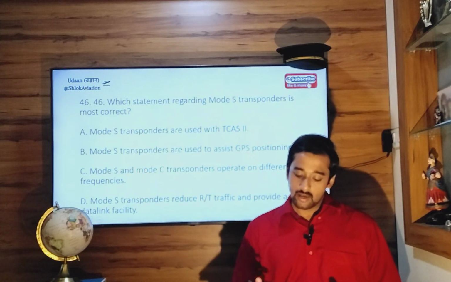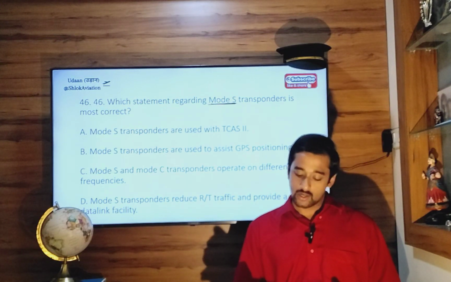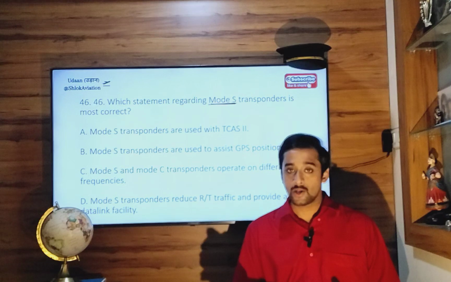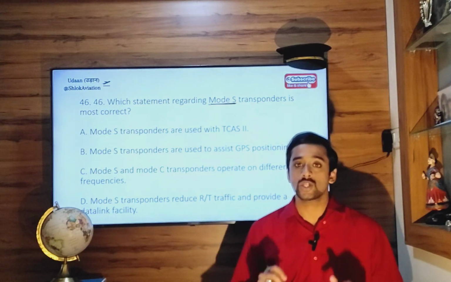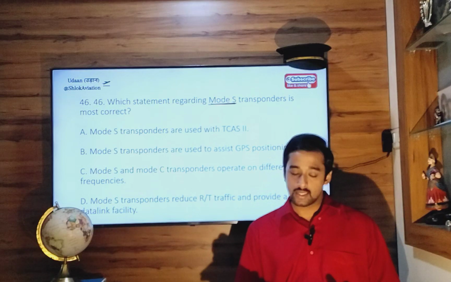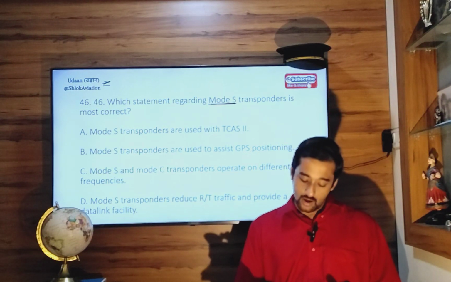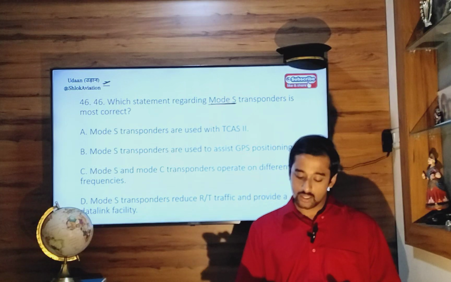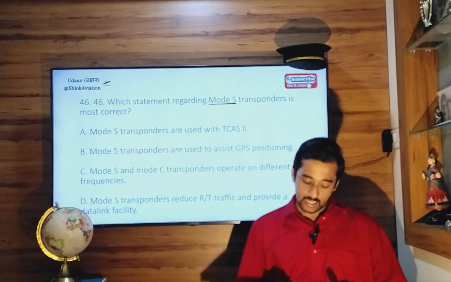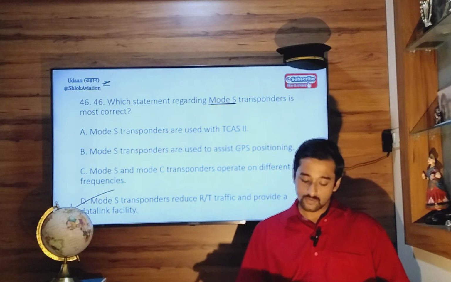Which statement regarding mode S transponders is most correct? Mode S transponders are used with TCAS2, yes, in order to have coordinated resolution advisories. Mode S transponders are used to assist GPS. Mode S, Mode C operate on different frequencies. Mode S transponders reduce RT traffic and provide a data link facility. So option delta is the most correct or most appropriate answer.